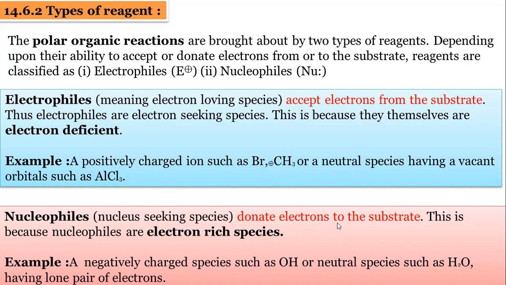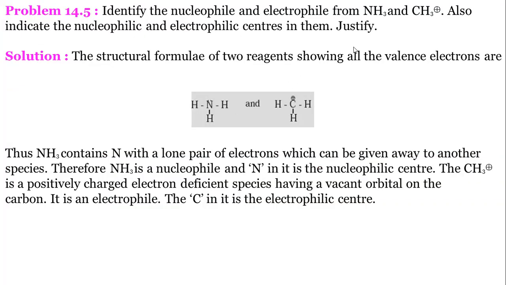They donate electrons to the substrate. Nucleophiles are electron-rich species. They have lots of electrons. That's why they are called electron-rich species. For example, a negatively charged species such as OH minus or a neutral species such as H2O, where oxygen has lone pairs of electrons. In ammonia, NH3, nitrogen also has a lone pair of electrons. So yesterday we completed this part.